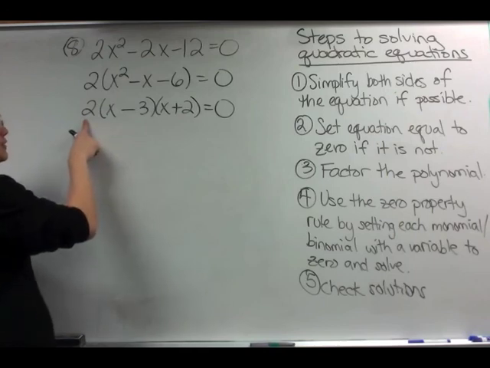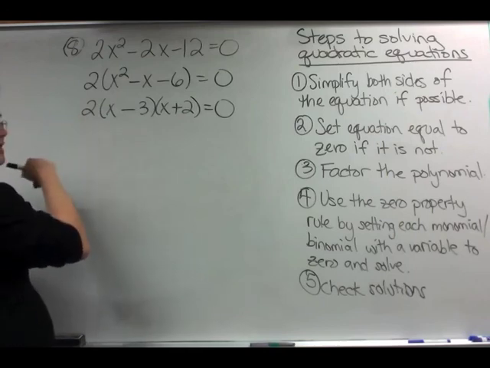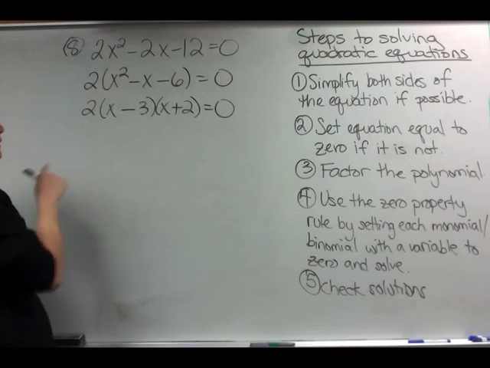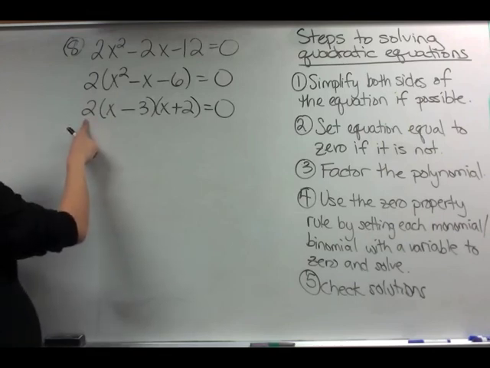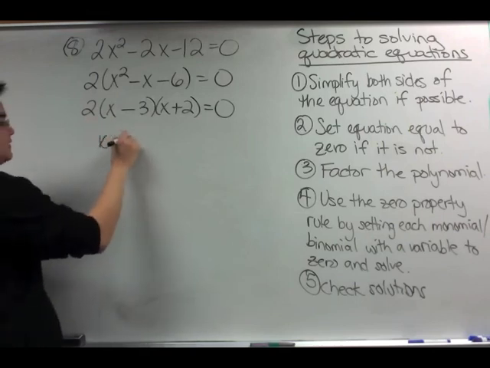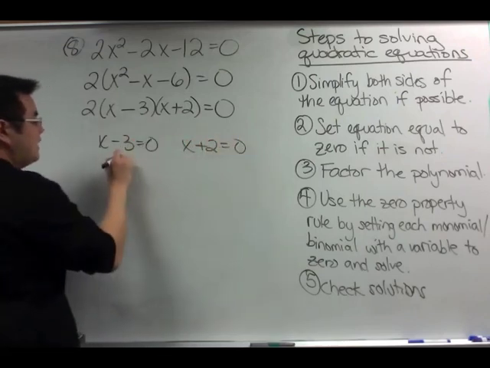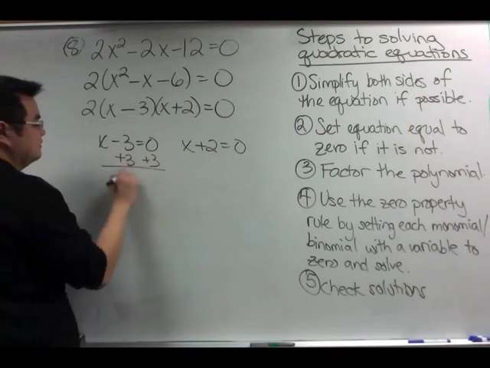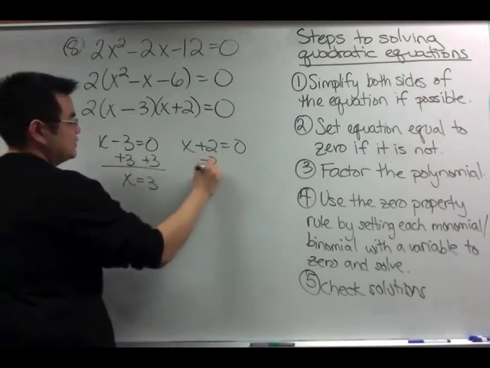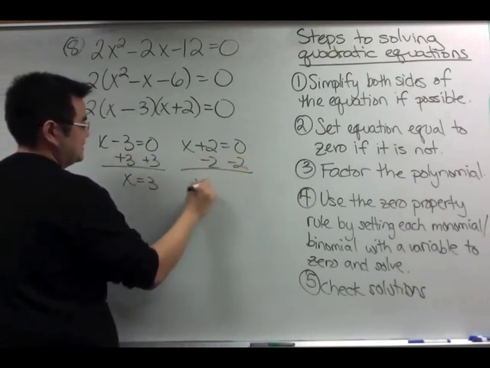We're going to ignore the 2 here because the rule says we're going to set each monomial and binomial with a variable equal to 0. The 2 does not have a variable attached to it, so we're going to ignore it when we solve this equation. Add 3 to both sides, x equals 3. Subtract 2 on both sides, x equals negative 2.